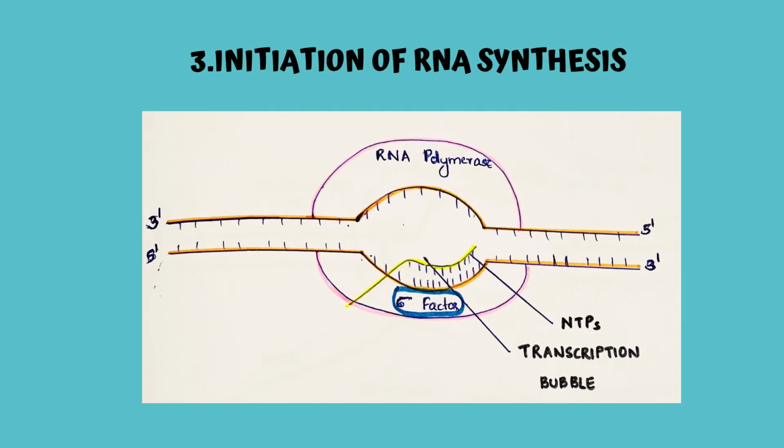Initiation of RNA synthesis. RNA polymerase initiates RNA synthesis by incorporating ribonucleoside triphosphates, rNTPs, into the growing RNA chain. The RNA molecule is synthesized in 5' to 3' direction, complementary to the DNA template strand, which is in 3' to 5' direction. RNA polymerase moves along the DNA template, synthesizing RNA until it reaches the end of the gene or encounters a termination signal.